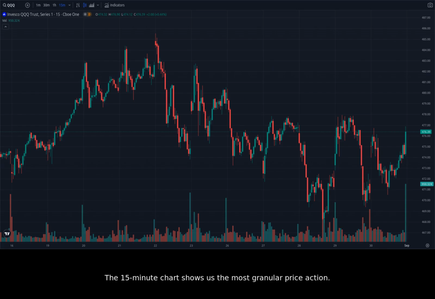Finally, let's take a look at the 15-minute chart for a closer examination of the very short-term trends. The 15-minute chart shows us the most granular price action. Here, we can see that the QQQ is currently trading in a tight range between 476 and 477. This suggests that the market is highly indecisive, with both buyers and sellers vying for control.